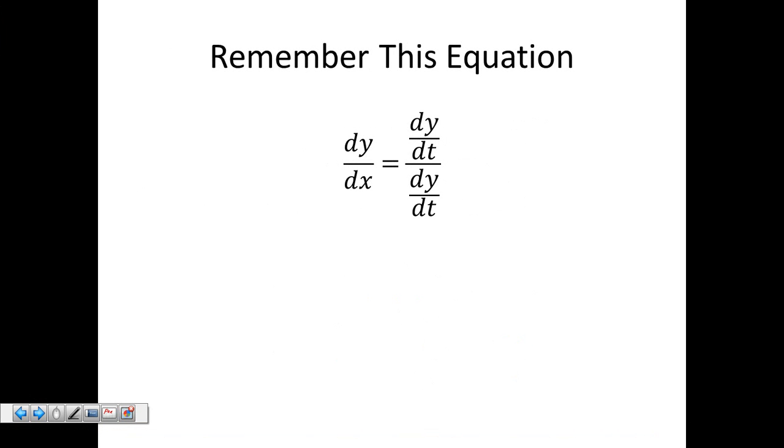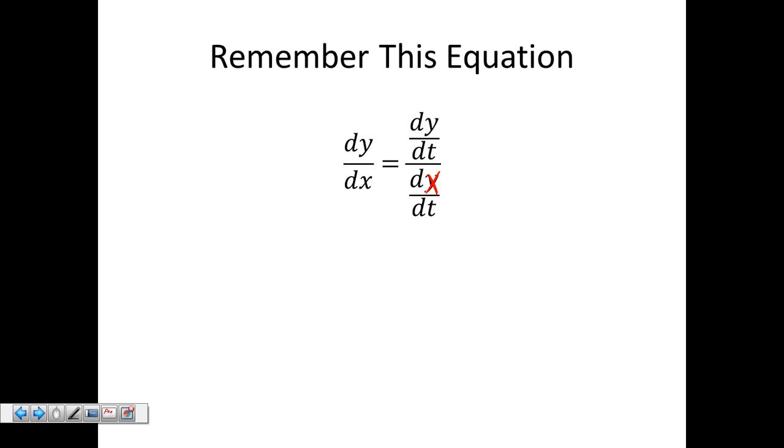Now, that really important equation that I want you to remember, that I also need to fix there, is this: dy over dx is equal to dy over dt, the derivative of y with respect to some other variable, divided by dx over dt. Again, the derivative of x with respect to some other variable. We're going to use this later in the class.